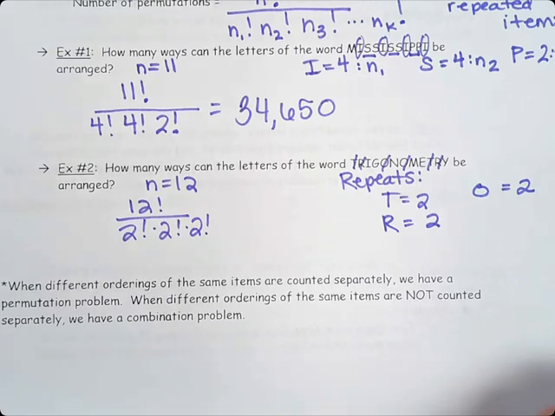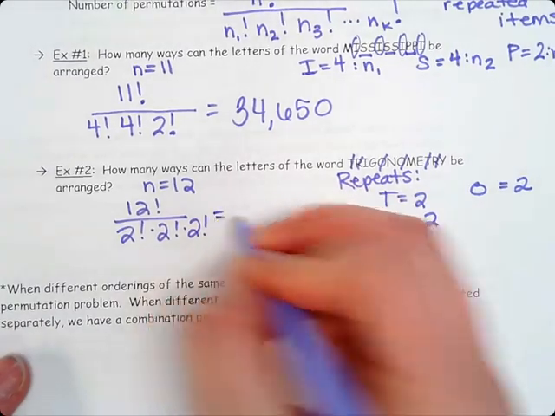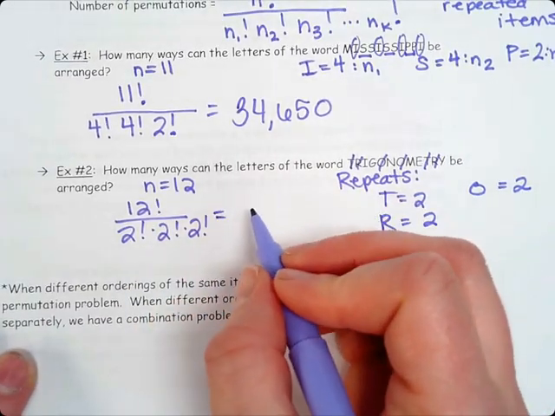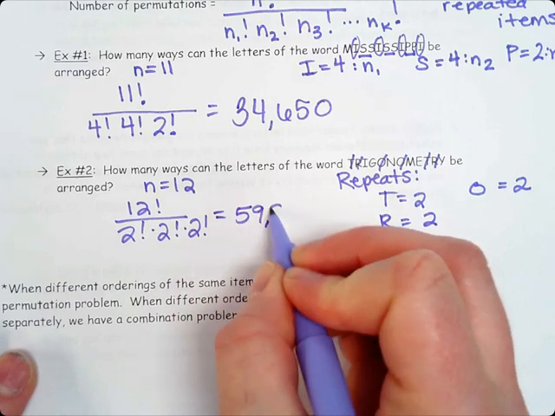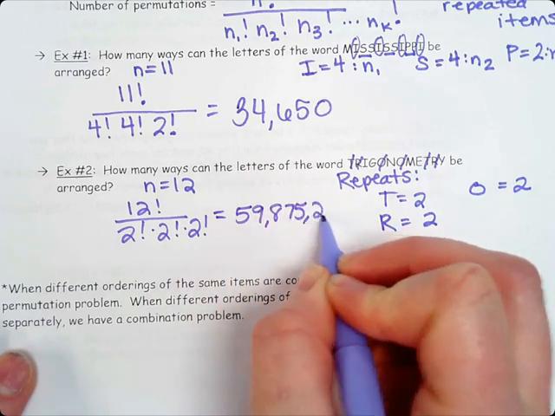Is that a big number? What is it? 59,875,200. Okay.